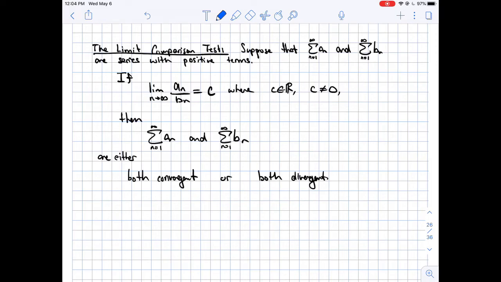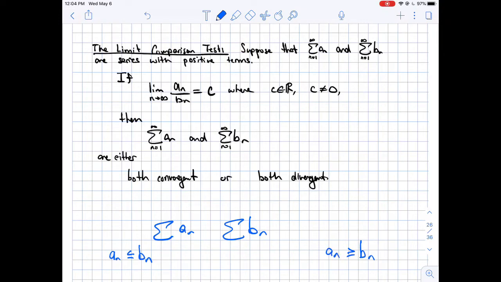So in the last video, we looked at the comparison test, and the comparison test was nice. It allowed us to compare a series An to a secondary series Bn, as long as we were able to get the inequalities in the right direction. There was a bit of finickiness to it, in that if Bn was convergent, then we needed Bn to be larger than or equal to An, and if Bn was divergent, then we needed Bn to be smaller than or equal to An in order to force An to diverge.